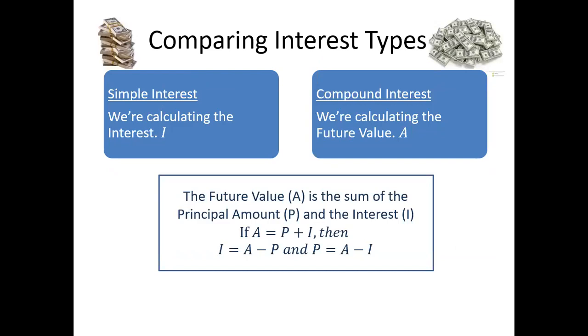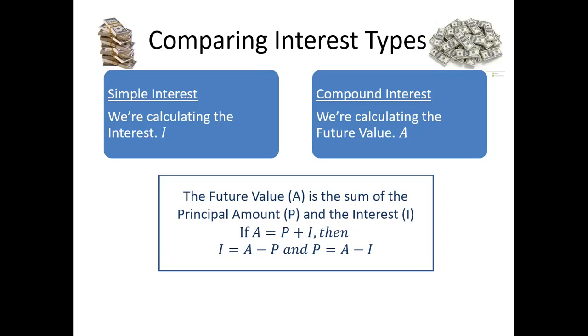So let's compare the two interest types. I already said to you that when we are calculating simple interest, we are calculating the interest, but when we are calculating compound interest, we are calculating the future value. And so we must first establish the relationship between the future value and the interest. And I've given it to you there. The future value A is the sum of the principal amount and the interest. So if A is equal to principal plus interest, then interest will be future value minus present value, and the present value will be the future value minus the interest.